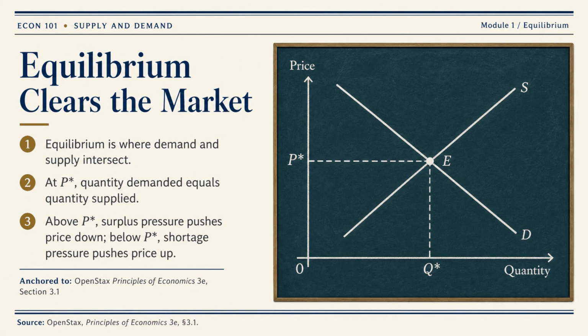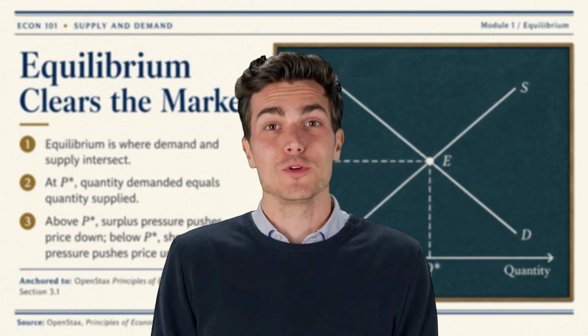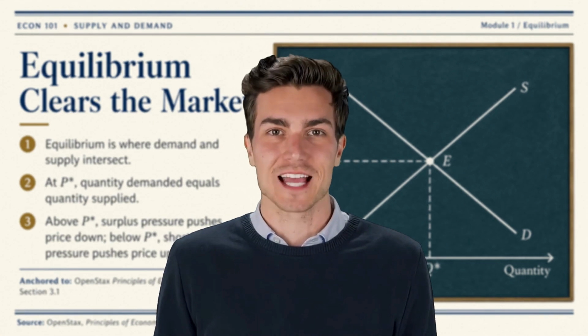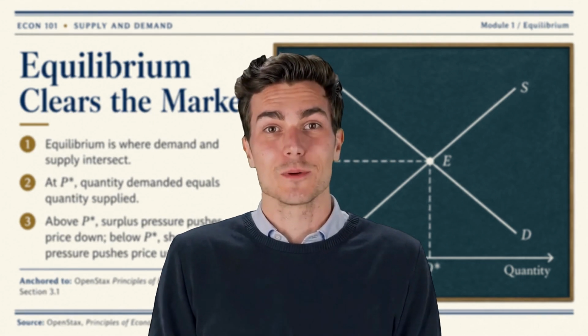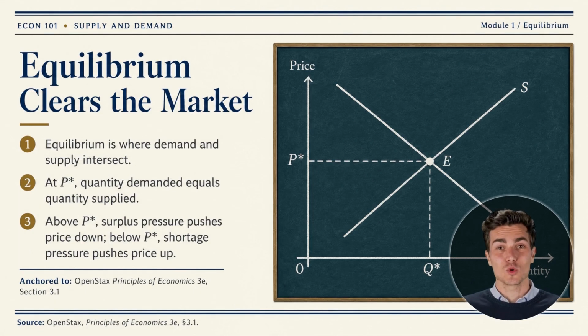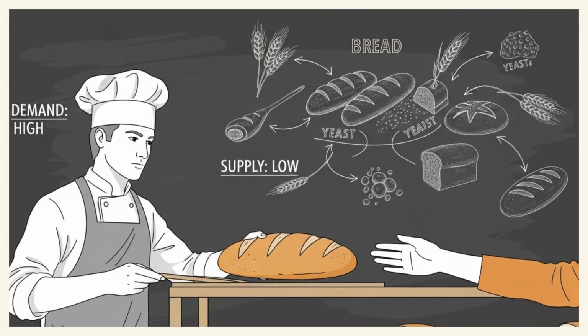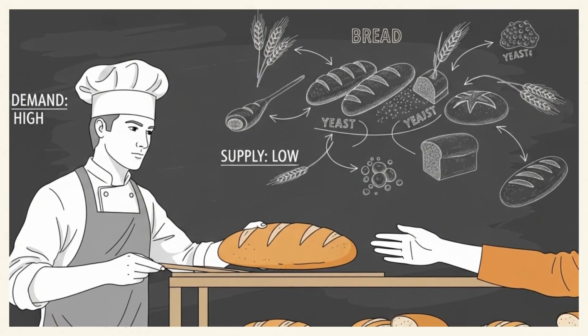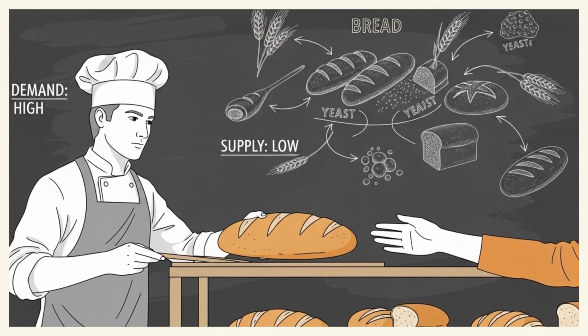When we bring the supply and demand curves together, we find the point of market equilibrium. Equilibrium occurs where the two curves intersect, as you can see at point E on the graph. At this point, the price, labeled P star, is special because the quantity demanded by consumers exactly equals the quantity supplied by producers. This is often called the market clearing price because every unit produced is sold, leaving no shortage or surplus.